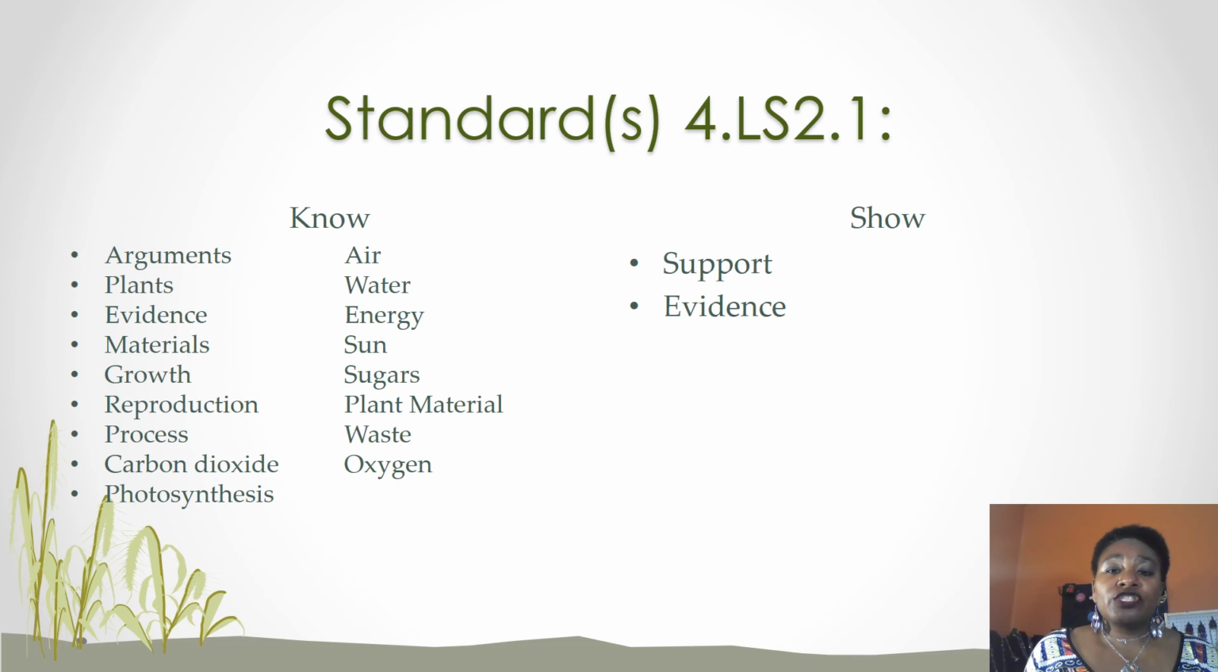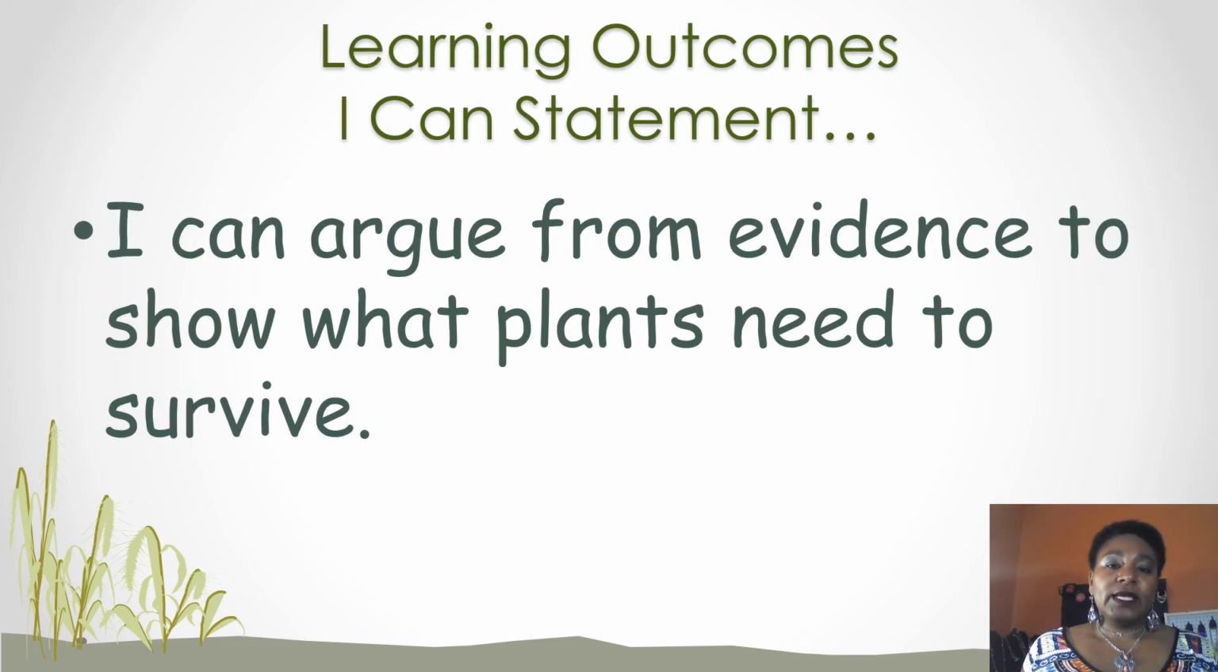Now, in order to show what you know, you need to be able to support evidence. So this is your know and show for your standard. Let's take a look at our I can statement. Let's read it together. I can argue from evidence to show what plants need to survive. You should be able to argue from evidence to show what plants need in order to survive.